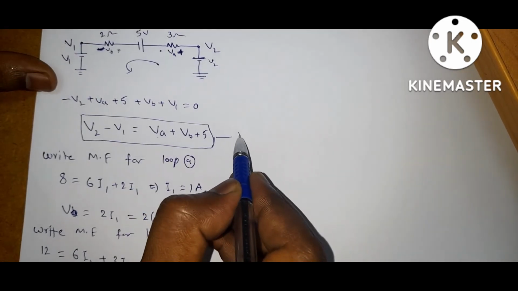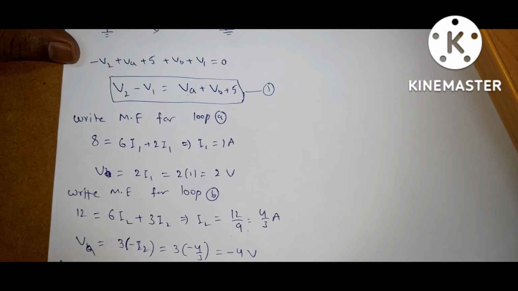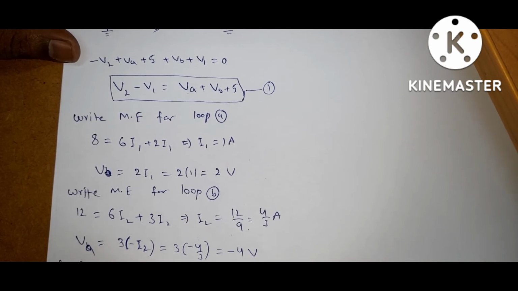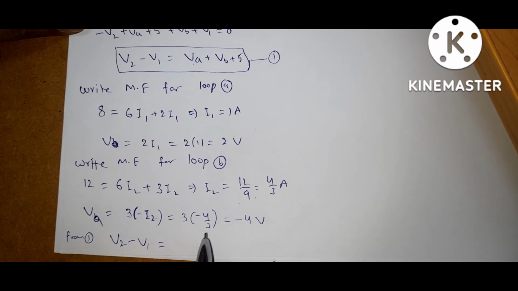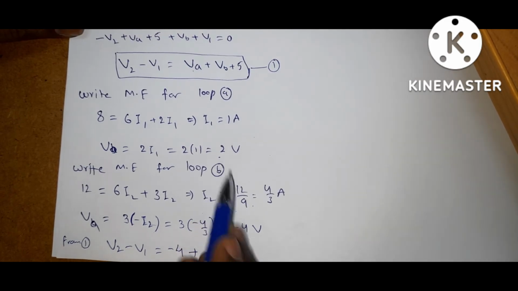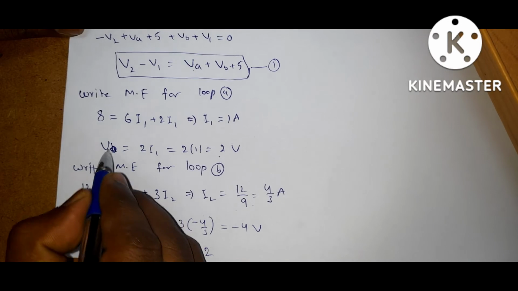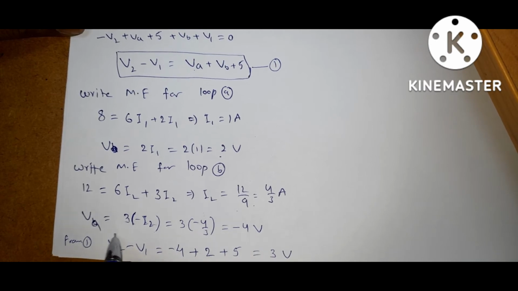From equation 1, what is V2 minus V1? V2 minus V1 is equal to VA. So VA is minus 4 volts plus, what is VB? We got 2 volts here. So this is 2, this is VB, plus 5. So you will get 3 volts.